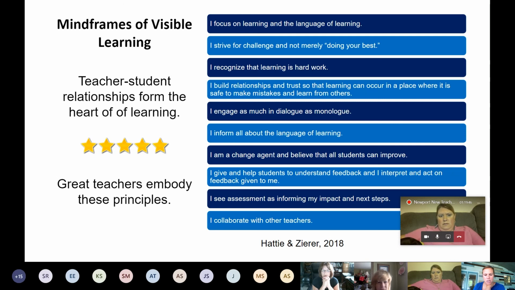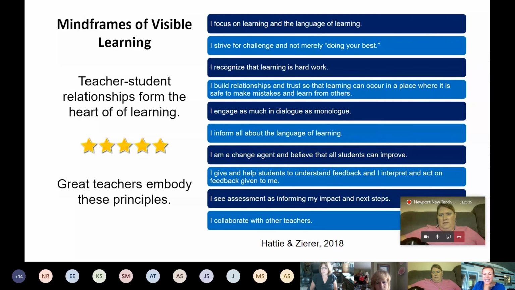I know for me, I do think different years I would have been working on different things. Engaging in as much dialogue as monologue, I think, is an important one for teachers. Sometimes we get carried away and we do too much of the talking and even too much of the thinking. Collaborating with other teachers, hopefully being new teachers or new to the district. You're going to be reaching out all the time, and you know this is going to be really important this year to do that.